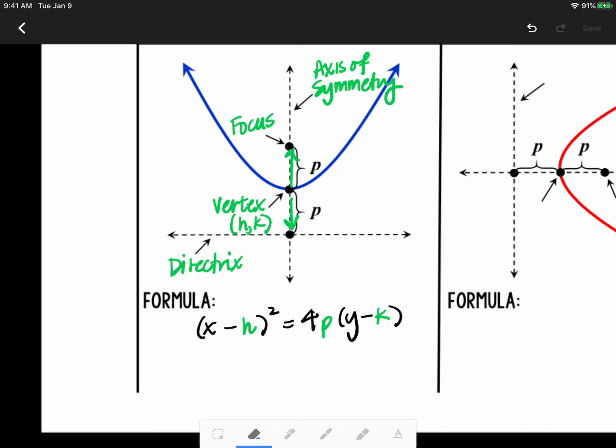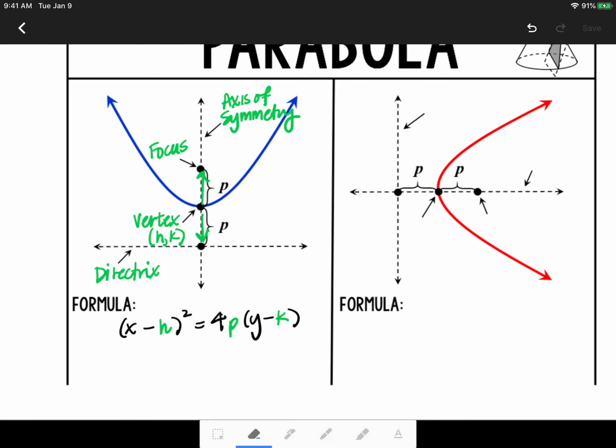So if you want to give yourself a little check, see if you can fill out the other parabola. See if you can fill out this new, rotated, different style of parabola. Pause the video, try it now, and check back.